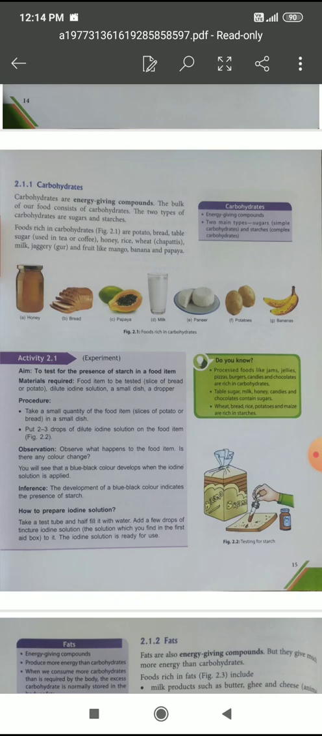Observation: observe what happens to the food item. Is there any color change? You will see that a blue-black color develops when the iodine solution is applied. So, that blue-black color indicates the presence of starch. In this way, we can experiment. Okay.